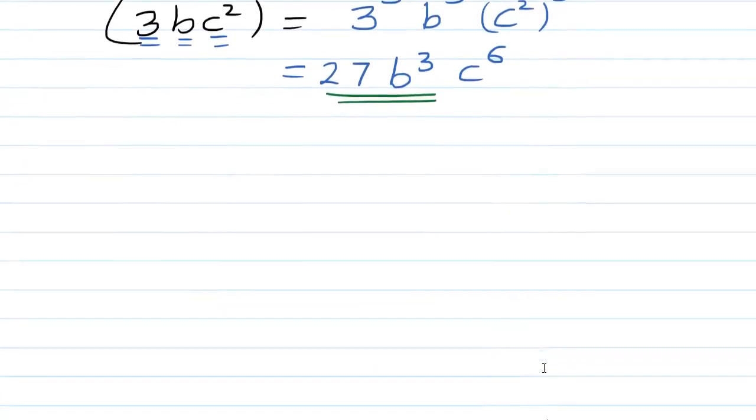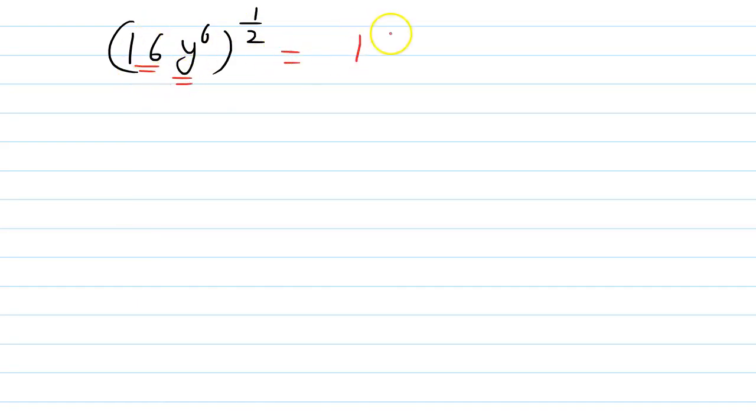Okay, so another example. Now if a question comes like this, suppose this is also an exam question, 16y6 to the power half. You notice here the power is half, not a whole number. So it means the same thing. How many family members are here? There are two family members here. So you can write down 16 to the power half and y6 to the power half.